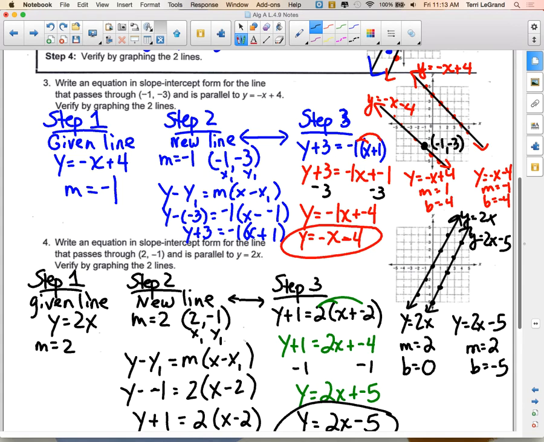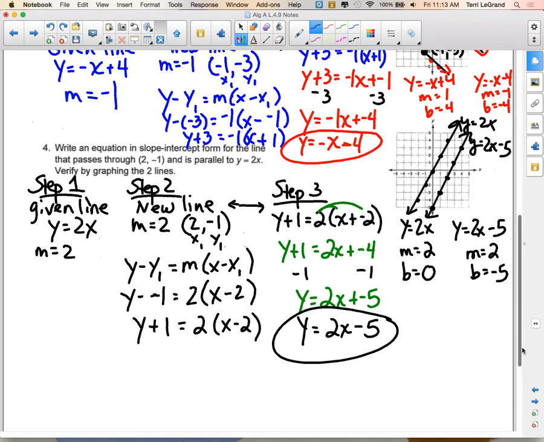Do this on your notes, please, because I want you to do it in your homework too. There are lots of lines parallel to the given line. But only one line parallel to the given line going through the point they gave us. So now we're going to go to number 4 and verify that our new line, y equals 2x minus 5, is going through ordered pair (2, -1). And here's (2, -1) right here. So again, we did well because the line for the equation that we got is passing through the point that they wanted it to.